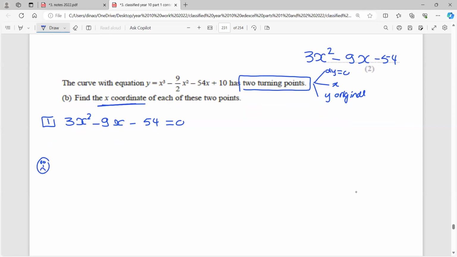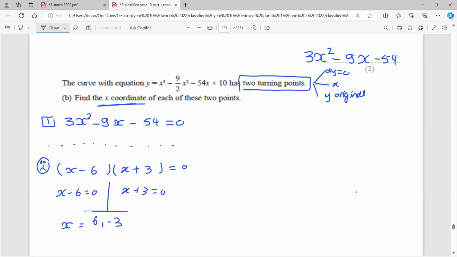So you will divide by 3: x squared minus 3x minus 18 equals 0. Okay, the factorization equals 0. Here I will get x minus 6 and another bracket x plus 3. If you remember the steps, either the first is 0 or the second is 0. So my x values are 6 and negative 3.